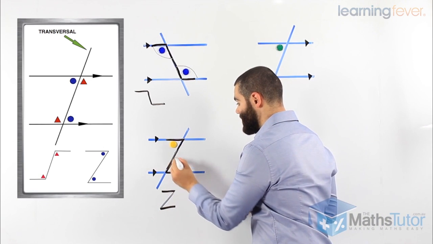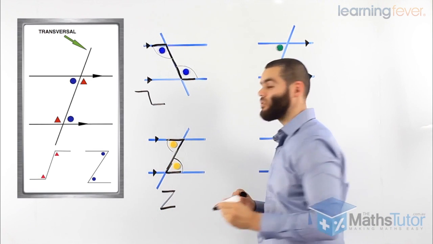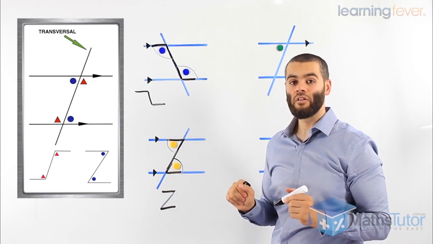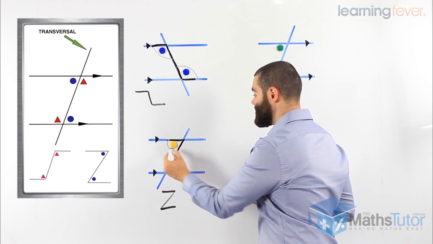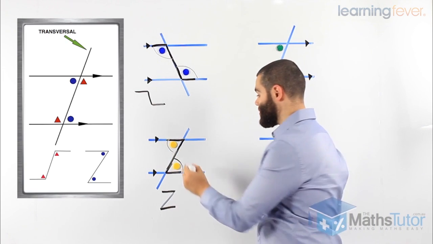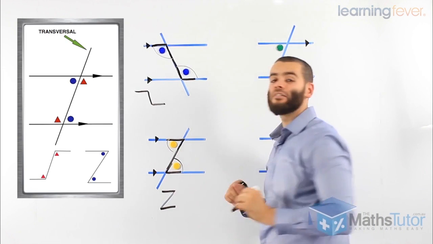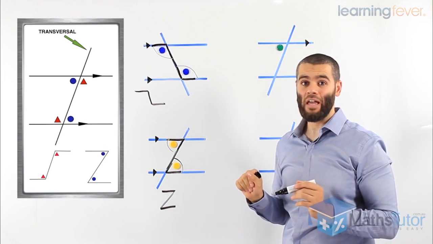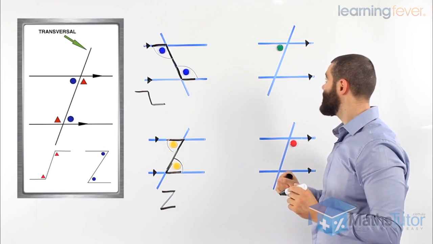Therefore this angle here is alternate to that angle there. This angle is alternate to that angle. If this was 40 degrees, that will be 40 degrees. If that was 50 degrees, that will be 50 degrees. Alternate angles are equal.